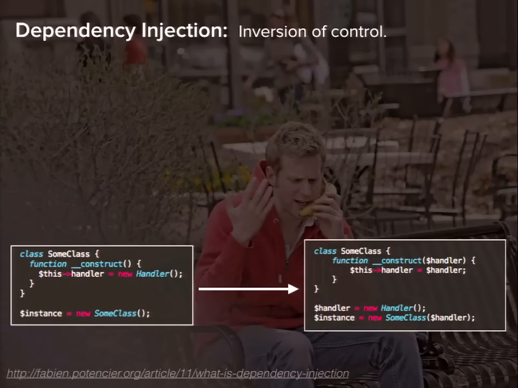So that's all of what dependency injection is in a nutshell. There's nothing more to it. There's a link posted at the bottom that describes this using better examples. But that's essentially what dependency injection is. If this ever confused you, now you know.